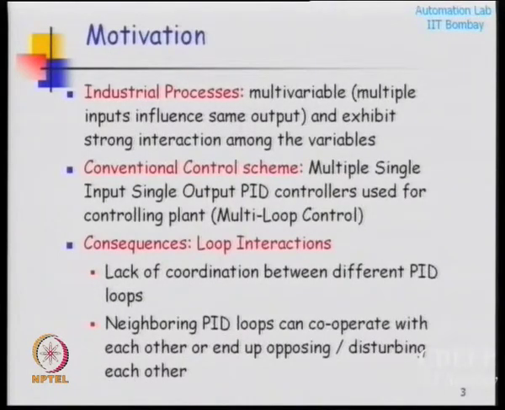So what is the problem with loop interactions? Typically there is a lack of coordination between the loops. Now the neighboring loops can collaborate and help each other, or they can destroy each other, they can fight. If they fight, you have trouble. How do you find out whether the loops are fighting or not? How do you pair which controlled output should be controlled using which manipulated variable?